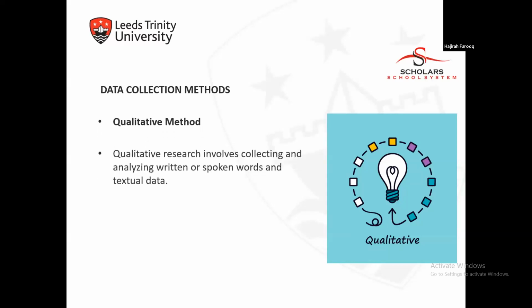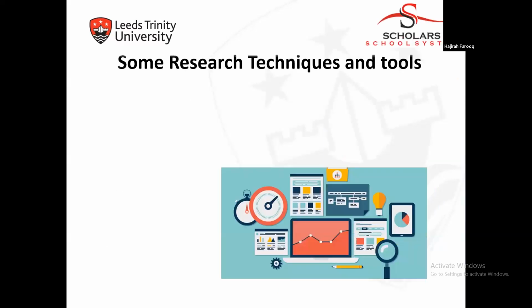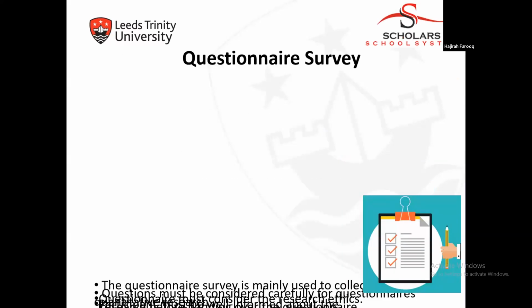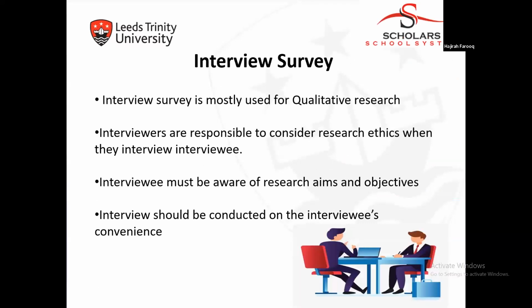There are different data collection methods that we discussed. So there's qualitative research method, and then there is quantitative research method, which includes surveys, questionnaires, tests, databases, and original records. And then there are some research techniques and tools that we discussed that include questionnaire survey, interview survey, and observation. Then we discussed each of them in further detail, as you can see on the slides. If you want to study them in more detail, you can go to Moodle and refer to these slides that are readily available for you on Moodle.